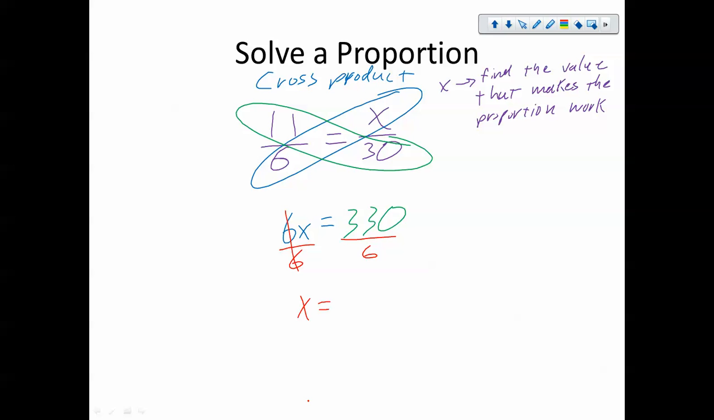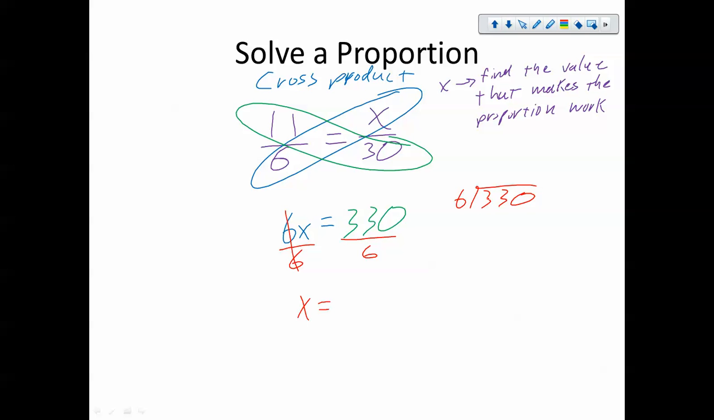Let's see. What do I know? I know that it goes into 300, right? So 6 has to go into 300, which means it has to go into 330. Let's just do some long division here. I think that's going to be the easiest way.